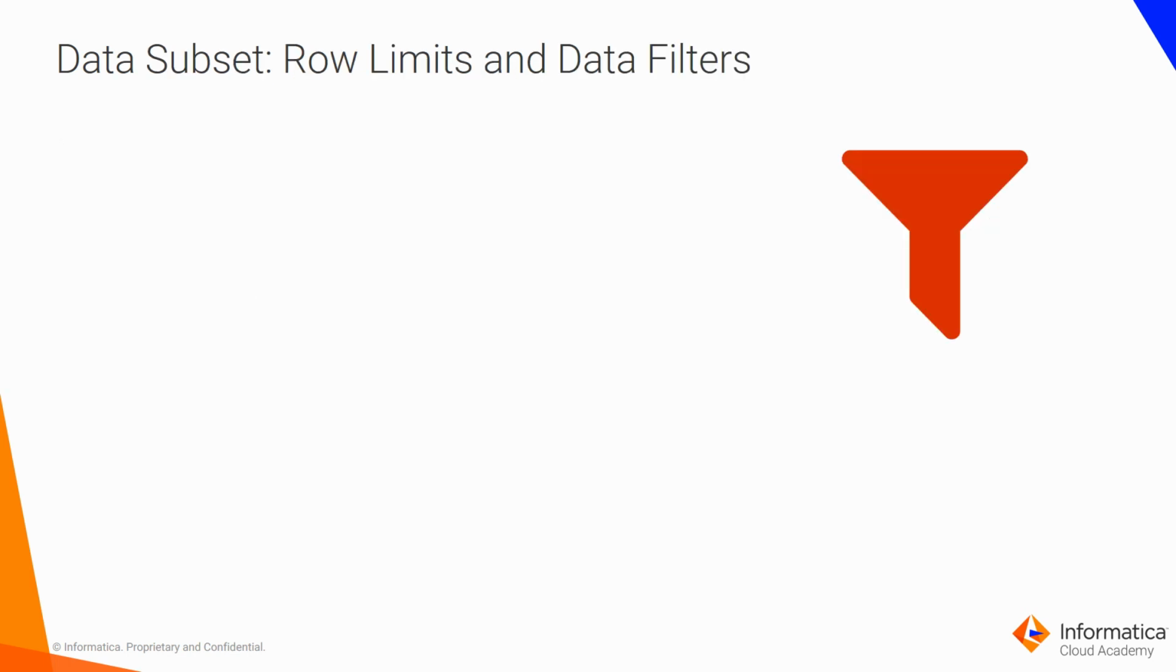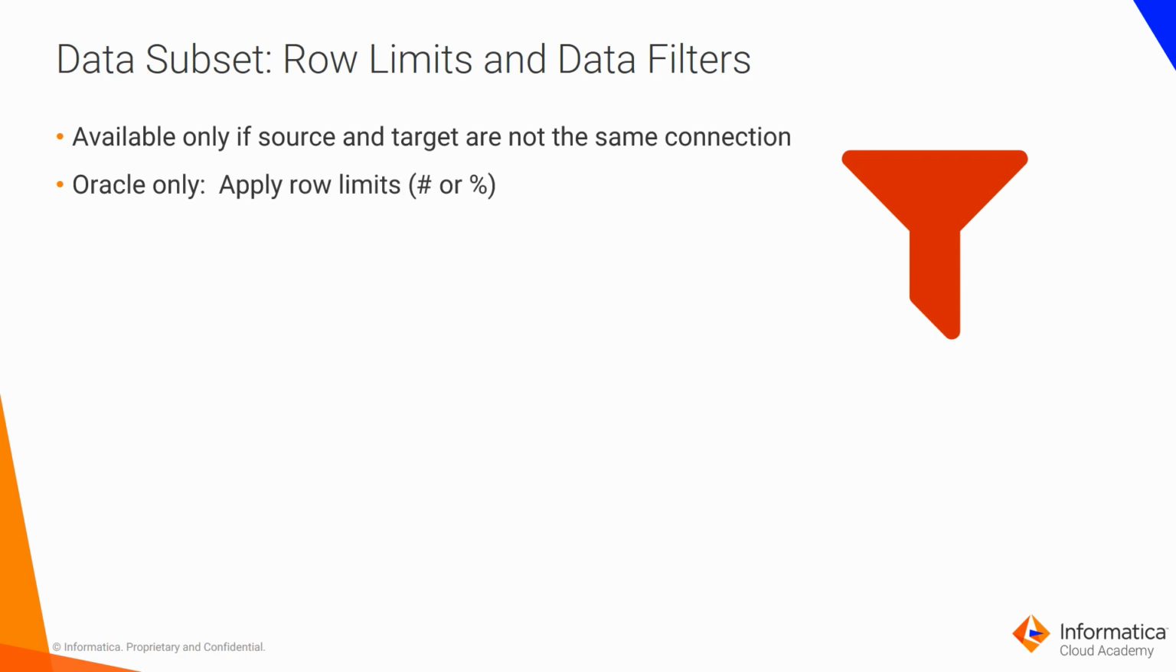The next step in the wizard is data subset. It allows you to specify a row limit or data filter option. Note that these options are only available if the source and target are not the same connection. So you can't use either if you're masking the data in place. Also, the row limit option is only available for Oracle to Oracle connections.